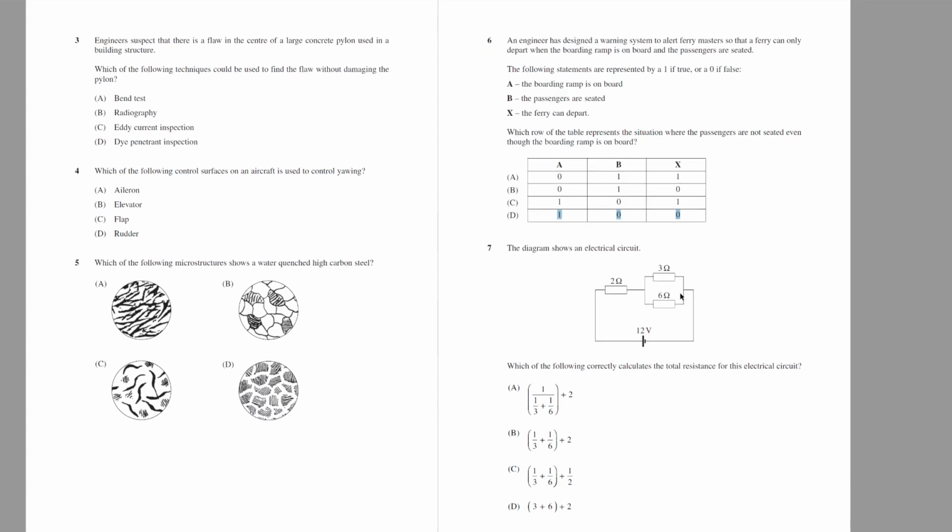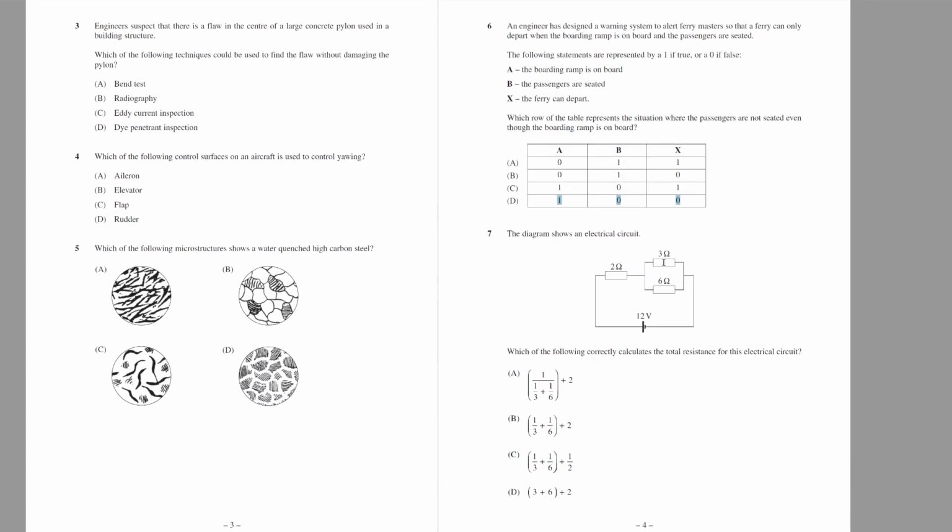Okay, so this is a question about parallel resistance, that's the thing we're really testing here. For parallel resistance, we've got 1/3 plus 1/6. The inverse of those numbers is the resistance in this circle. So we've got 1/3 plus 1/6. Take the inverse of that, and that is exactly what we have here. And then we're adding 2. So that's A. Again, less than half the people got that.